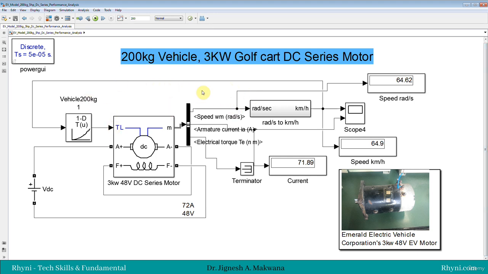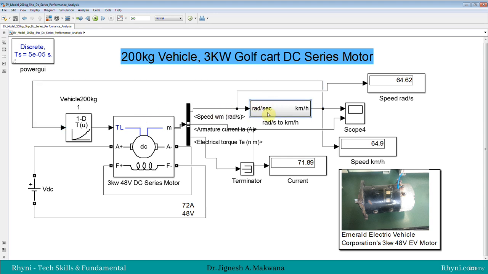So this is the simulation model of the 3 kilowatt DC series motor. Here is the DC series motor model, and we have derived the torque speed characteristic of the vehicle for 200 kg weight, right? And that is stored in terms of torque and speed in kilometer per hour, right? So use the same signal.